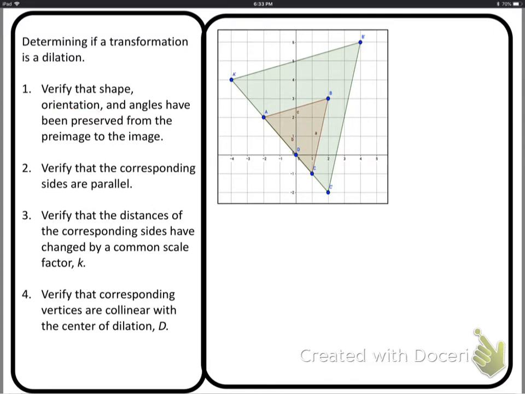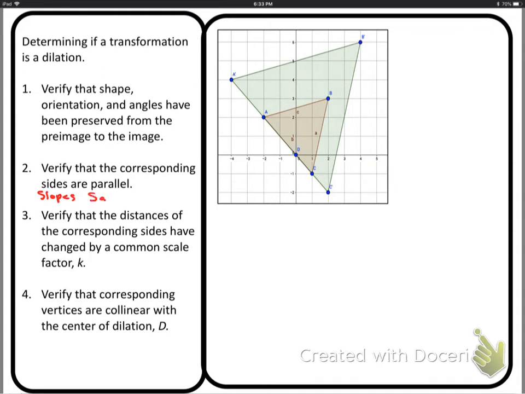For the angles, you would actually use a protractor to see if those angles are the same for those two triangles. These two angles are the same for these two triangles, and these angles are the same for these triangles. So that's how you would see if the angles are preserved. Okay, number 2, verify that the corresponding sides are parallel. For the corresponding sides to be parallel, the slopes have to be the same.